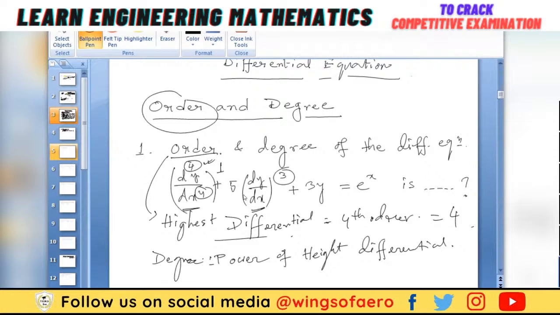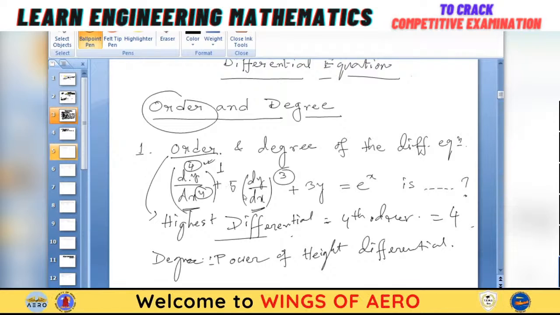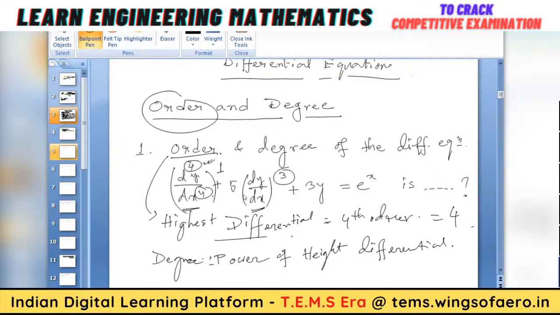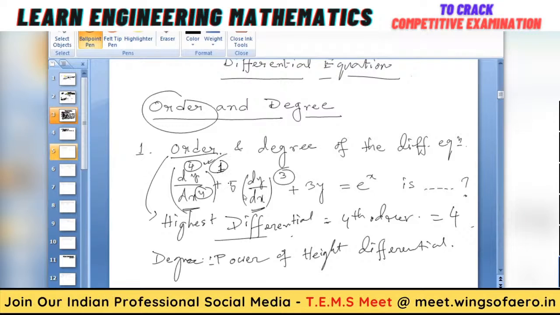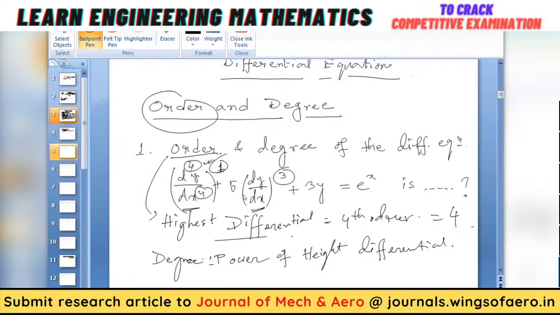So what is the highest order? Fourth order, there is d4y/dx4. This is the fourth order differential, the highest order. So what is the power of the highest order? The highest order power is 1. So that is why we consider the degree of this differential equation to be 1.